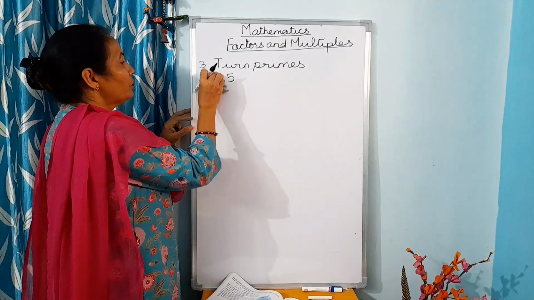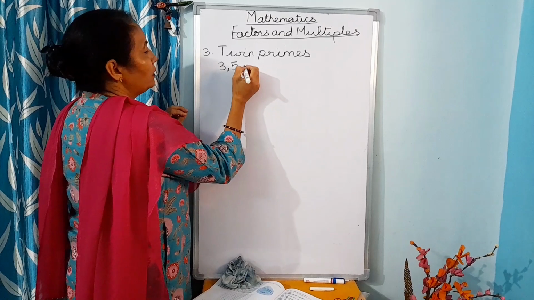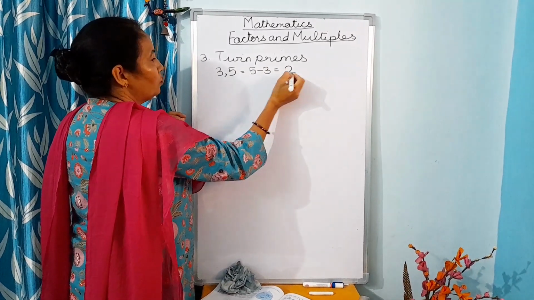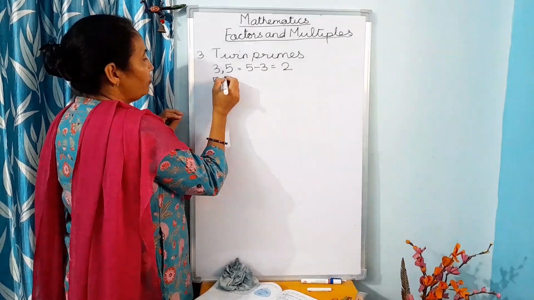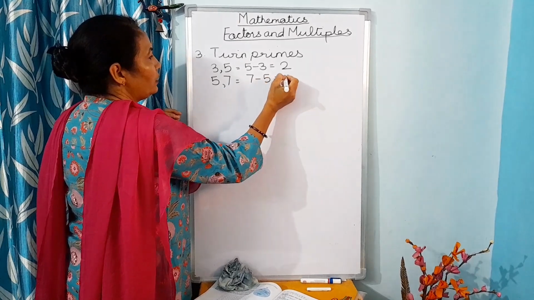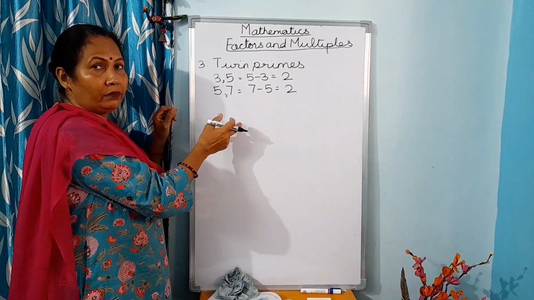First one is 3 and 5. Now when you subtract 5 minus 3, you will get 2. Then you have 5 and 7. 7 minus 5, you will get 2. So children, they are sets of twin primes.